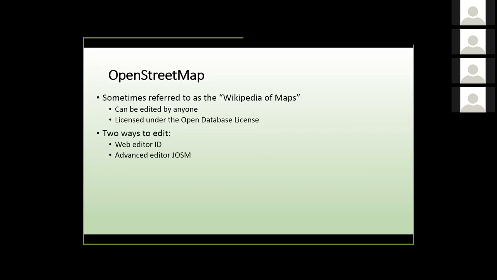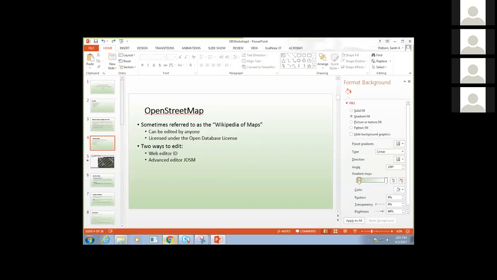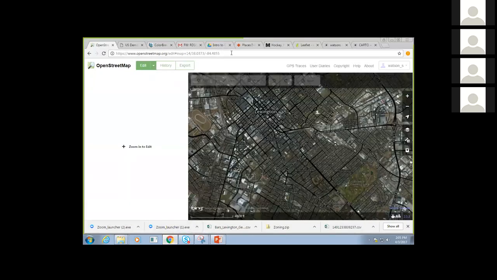There are two primary ways that you can edit on OpenStreetMap. There's a web editor, and then there's a more advanced editor. That would only be if you really get into editing OpenStreetMap. But if you're just a casual user, a casual explorer, the web editor feature is really nice for being able to make changes to the map. Just as an example, this is what it looks like. You can see my account information up there. And when you log in, you're presented with these options here at the top.